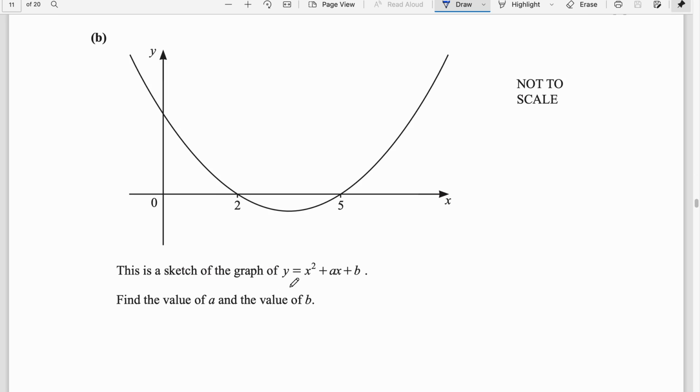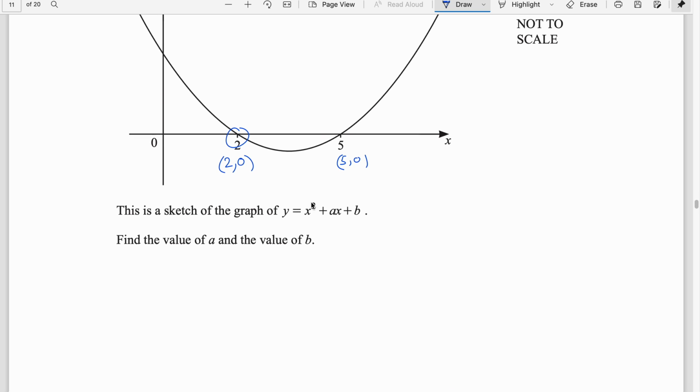This is a sketch of the graph y equals x squared plus ax plus b. Find the value of a and b. So from the graph I can say that this is (2, 0) and this is (5, 0). So we do have two different values.